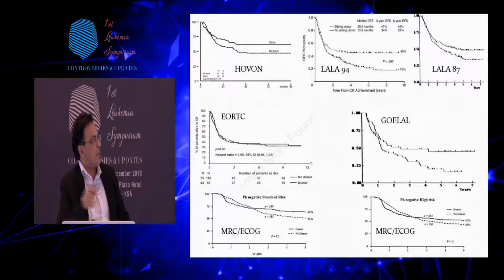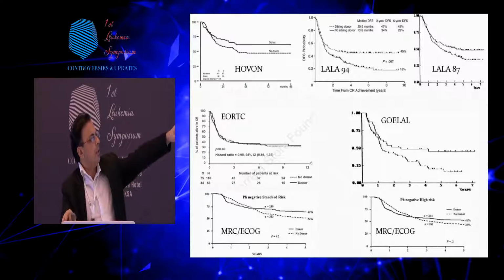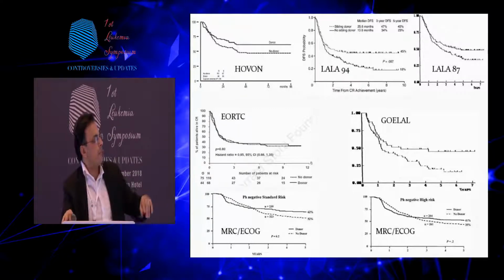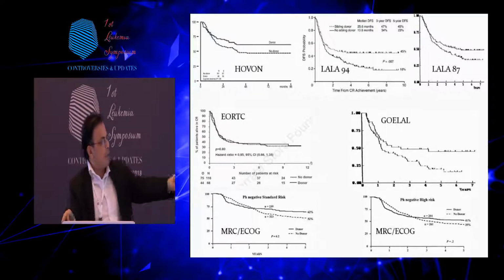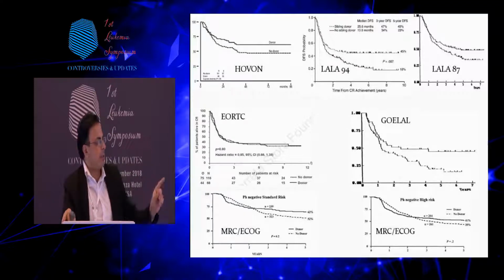And this is a graphical view of these trials. As you see, these are donor, no donor curves. The transplant curve, the donor curve, is always on the top. But again, when you get into TRM in the range of 25%, like in the MRC ECOG, the difference becomes much less and sometimes non-significant.